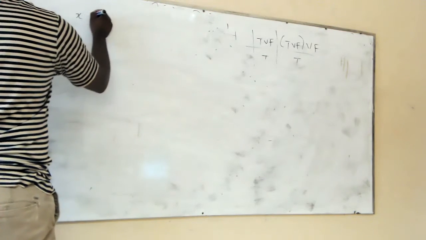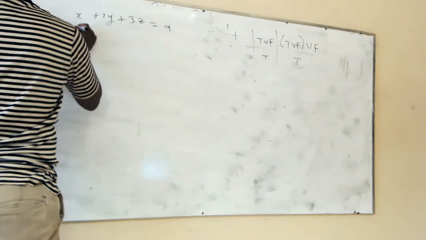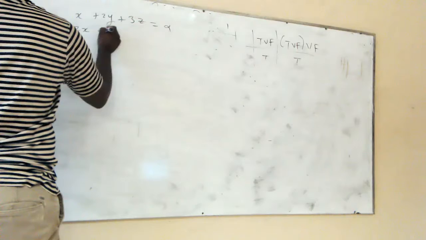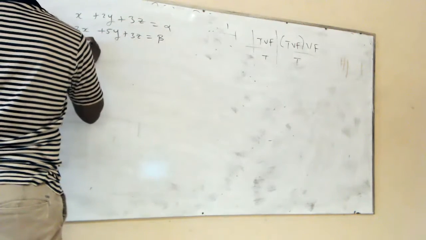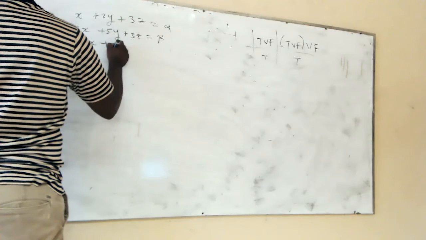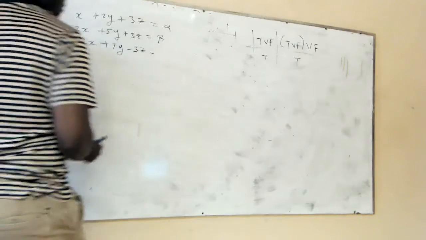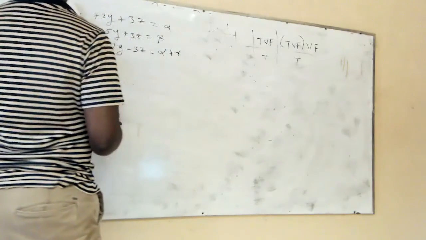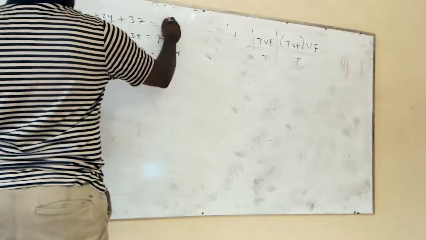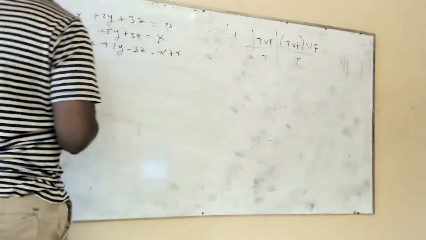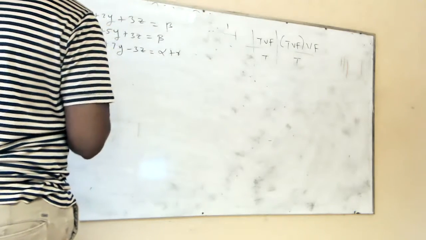So we have x plus 2y plus 3z equal to alpha, and 2x plus 5y plus 3z must be beta, and 2x plus 7y minus 3z must be alpha plus gamma. The first option is where alpha is replaced by beta. Let's investigate and see what happens in this situation. Are we going to be able to get the consistency?